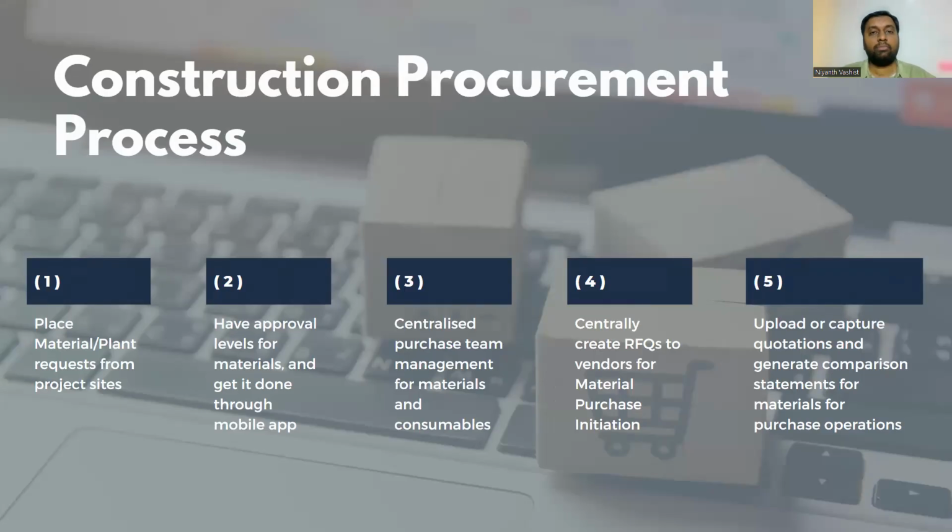It will go to the accounts team or the finance team. They will look at the budget. They will see whether this is affordable or not. And the second step will be to have approval levels for materials. That means whether each material has been approved by the client as well as your own procurement team.